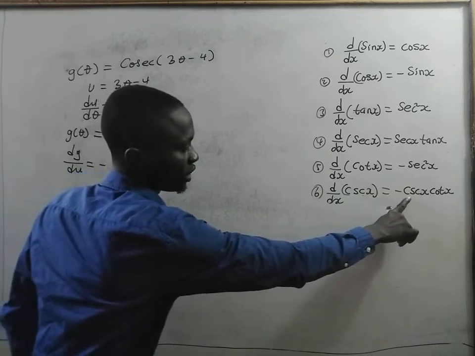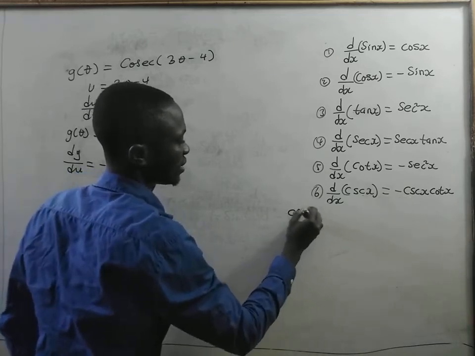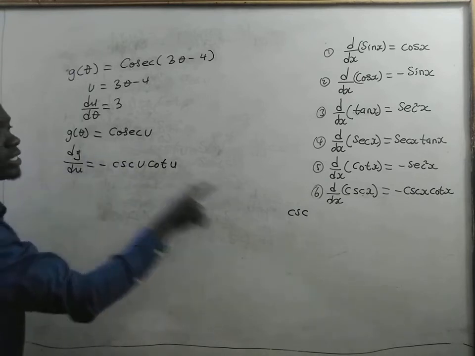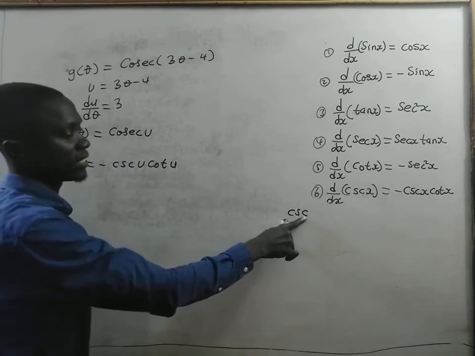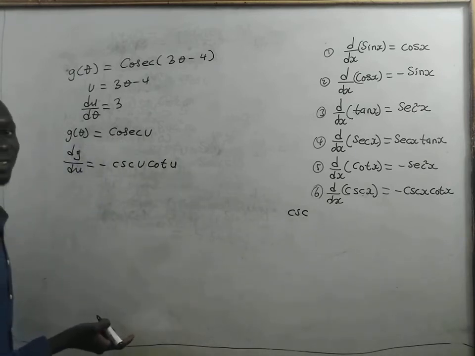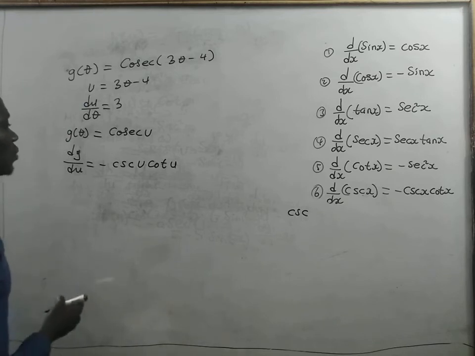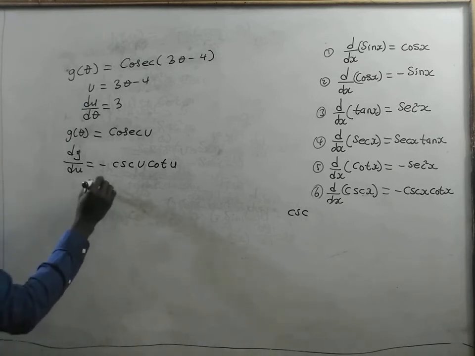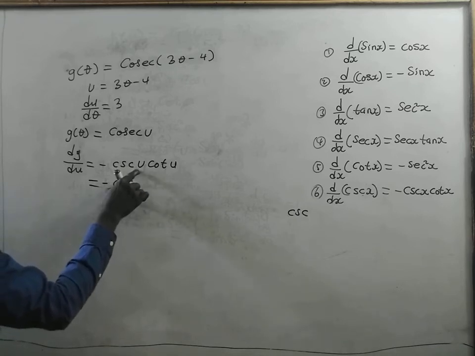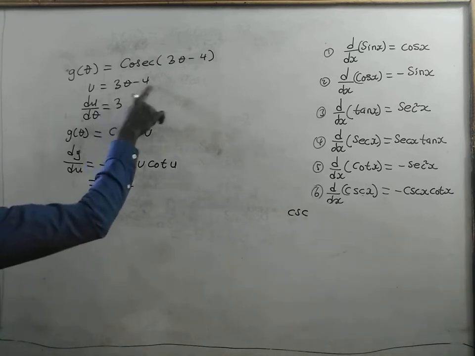Remember that in some books they write the cosecant as CSC, and in some books they write the cosecant as cosec. So the same thing. If you write CSC, it means cosecant, and if you write cosec, it's the same as cosecant. So don't be confused. Now, this will give me negative cosecant u, and what is u? 3 theta minus 4.